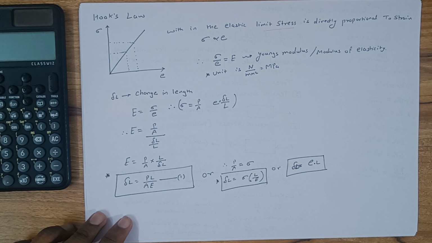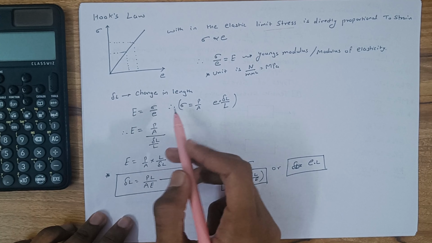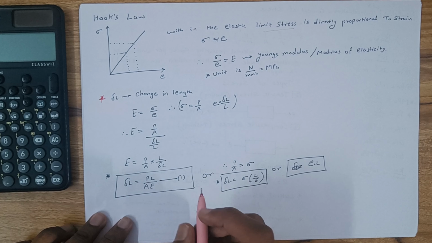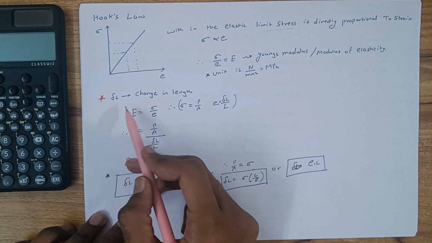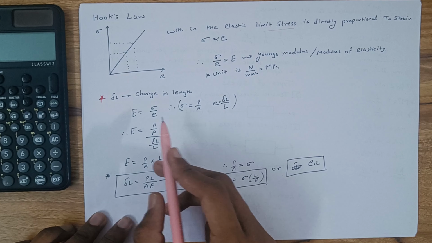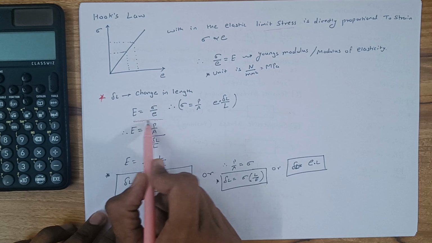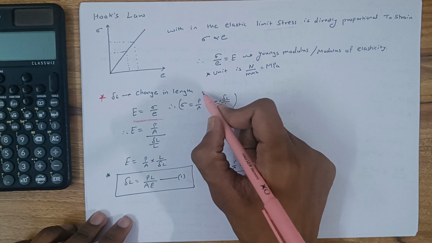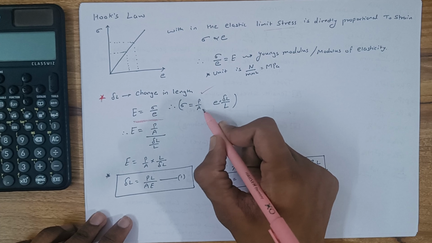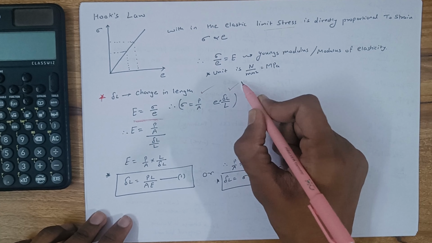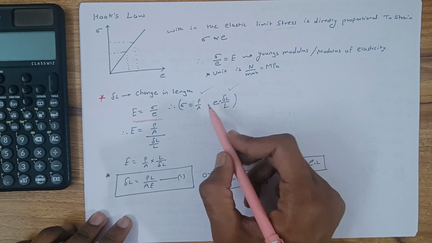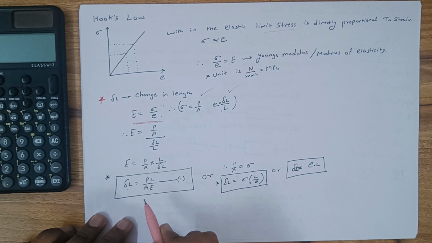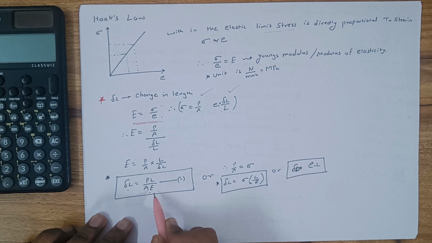Change in length. Now some numericals ask the change in length of the material. So the formula of change in length we can derive from the Young's modulus, stress upon strain. We know stress is equal to pressure upon area and strain is equal to change in length upon original length. Putting these two values in this formula, we get change in length is equal to PL upon AE.